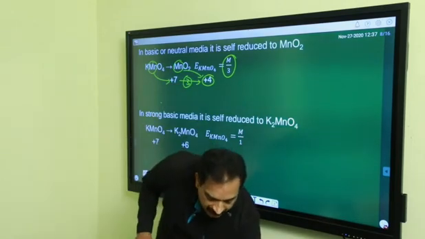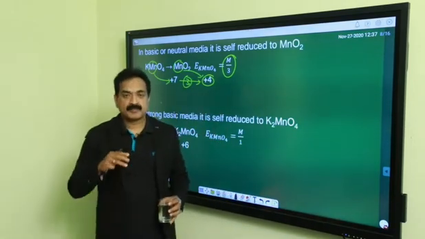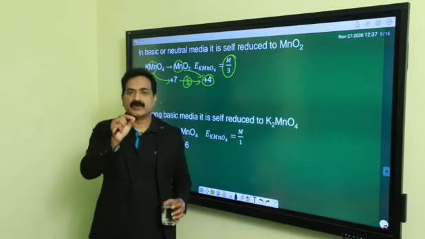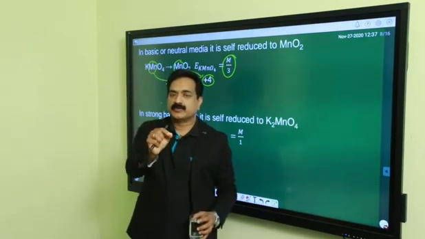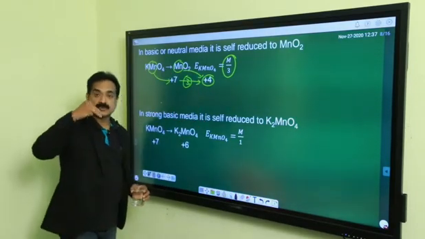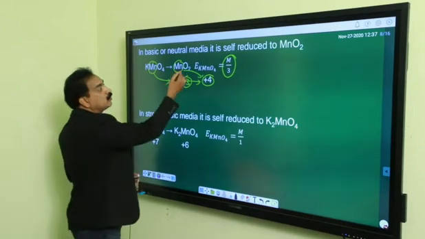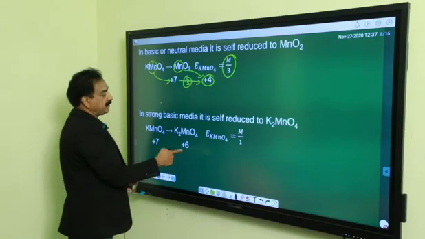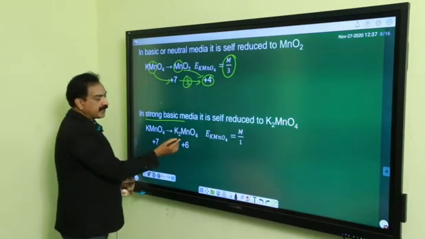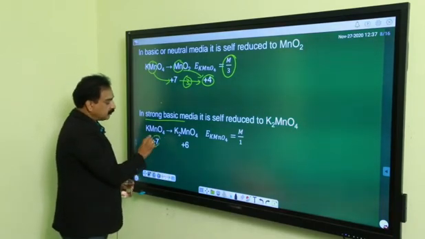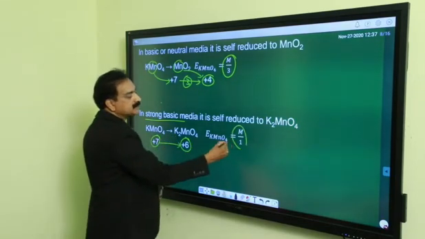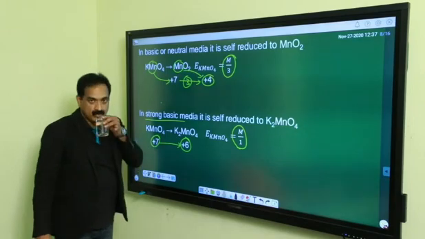Equivalent mass of KMnO4 in acidic media is given by M by 5, meaning KMnO4 is reduced to Mn2+. In neutral or basic media, it is reduced to MnO2, so it is M by 3, whereas in strongly basic media, it is reduced to K2MnO4, +7 to +6. What is the change? 1. So equivalent mass is given by M by 1.